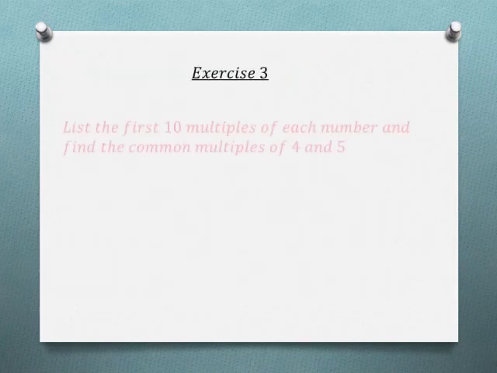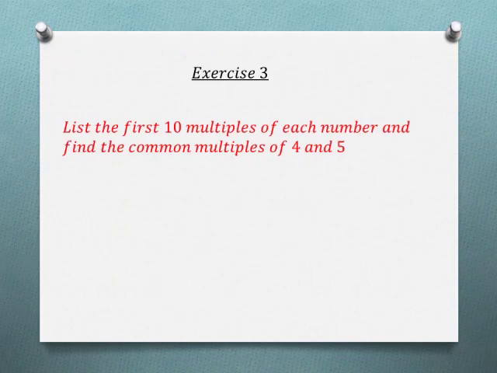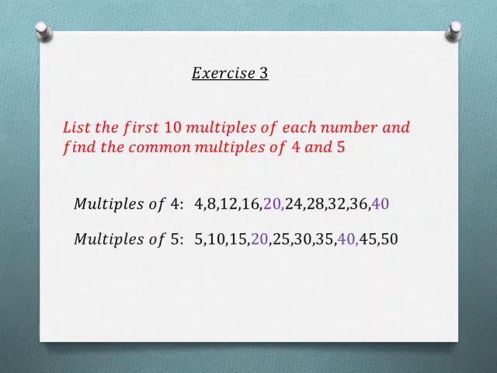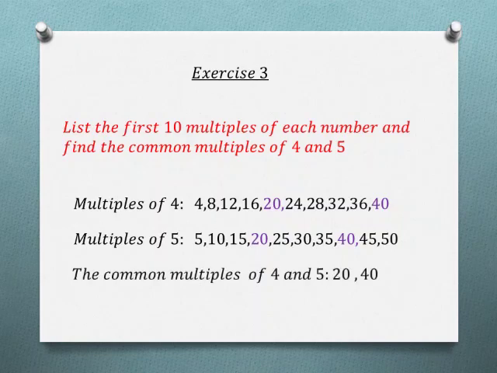Exercise number 3. List the first 10 multiples of each number and find the common multiples of 4 and 5. You know how to write the multiples of 4: 4, 8, 12, 16, 20, 24, 28, 32, 36 and 40. Multiples of 5 are 5, 10, 15, 20, 25, 30, 35, 40, 45, 50. Which numbers are common here? 20 and 40 are common in both the multiples. So common multiples of 4 and 5 are 20 and 40. It is an easy topic only, you have to practice more. You must try other problems.